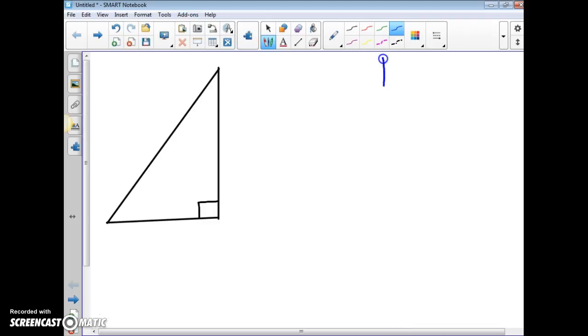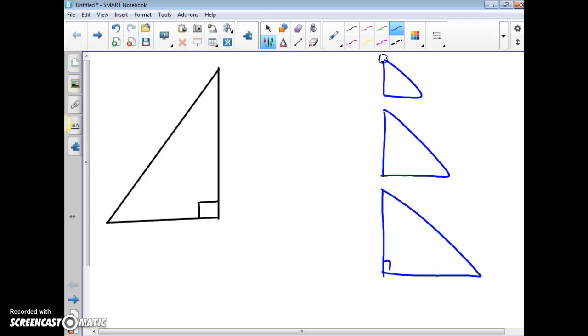So a long time ago, some mathematicians said, well, what if you take a bunch of different right triangles that are different sizes and look at them? And they did, and it turns out that all right triangles are similar. Makes sense. Same shape. A 90-degree angle is a 90-degree angle no matter where you put it. So they're all similar. And then they came up with some real neat facts about it.